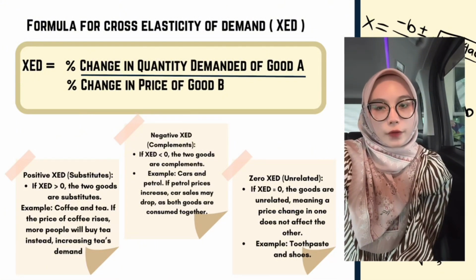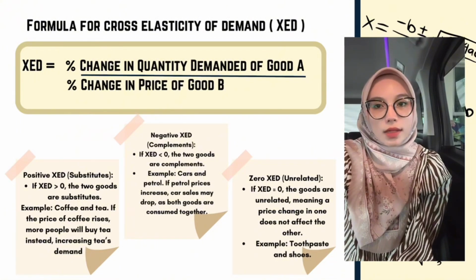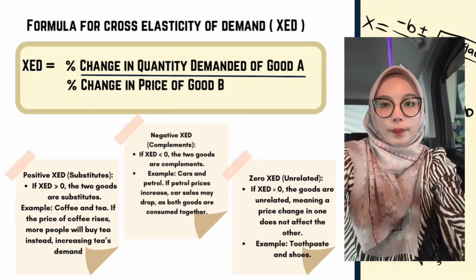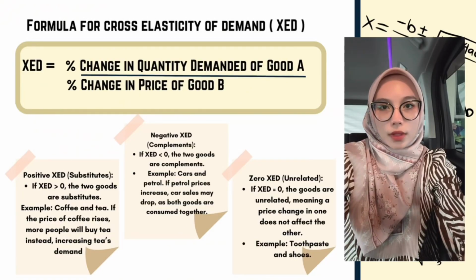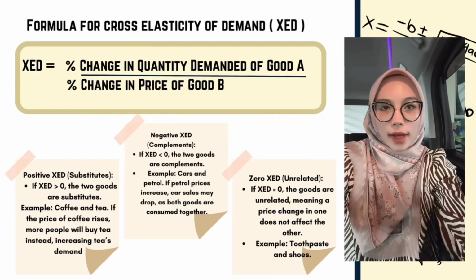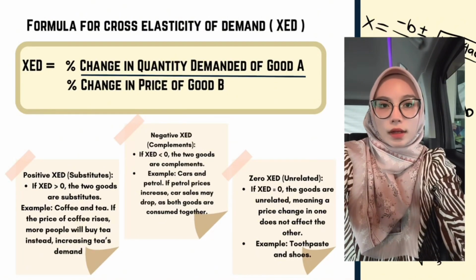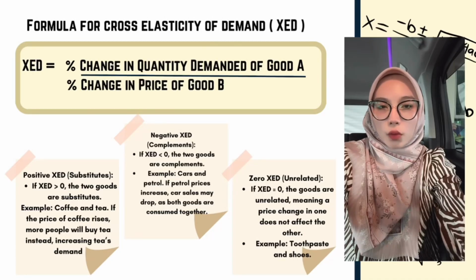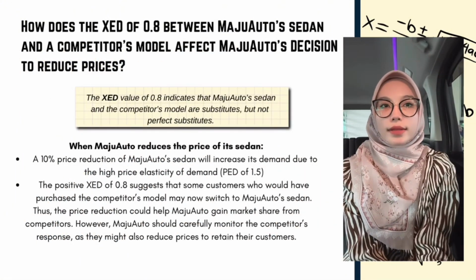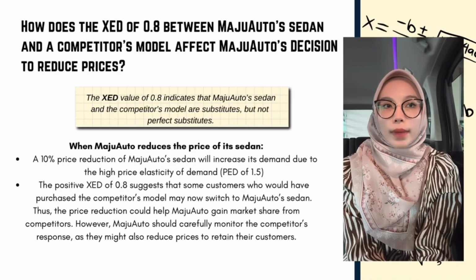Positive XED means substitutes, for example coffee and tea. If the price of coffee rises, more people will buy tea instead, increasing tea demand. Negative XED means complements, for example cars and petrol. If the petrol price increases, car sales may drop as both goods are consumed together. The third one is zero XED, which is unrelated, meaning a price change in one does not affect the other. For example, toothpaste and shoes.